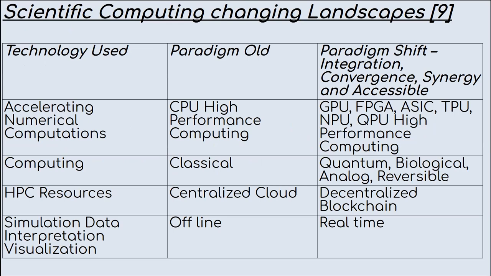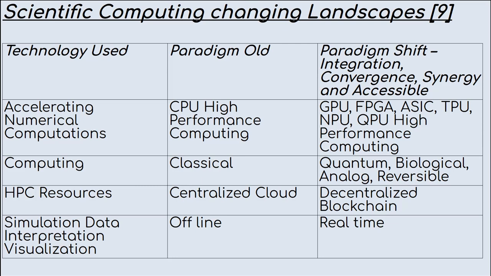Scientific computing is undergoing dramatic changes, and the changing landscapes are shown in the slide. With the first column, we look at the technology. The second column, we describe the old paradigm. And in the third column, we look at the paradigm shift. Accelerating numerical computations, the old paradigm was CPU-based high-performance computing. In the newer paradigm, we use GPU, FPGA, ASIC, TPU, NPU, QPU for high-performance computing.